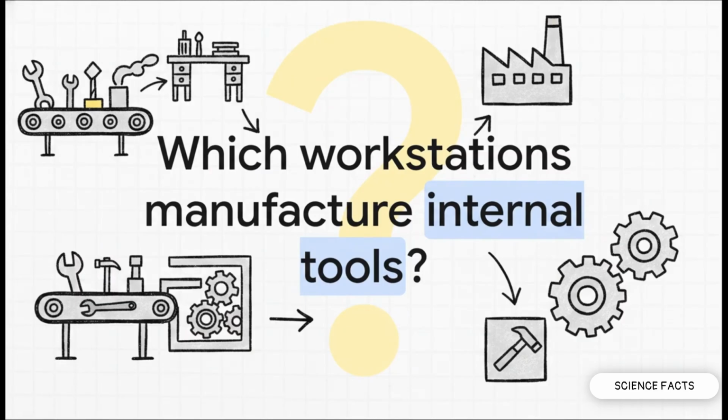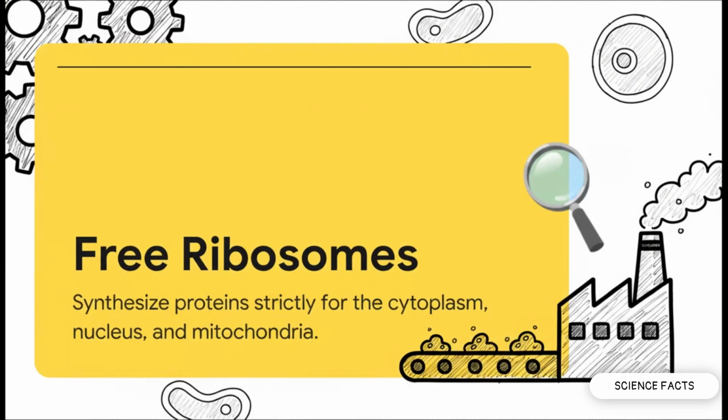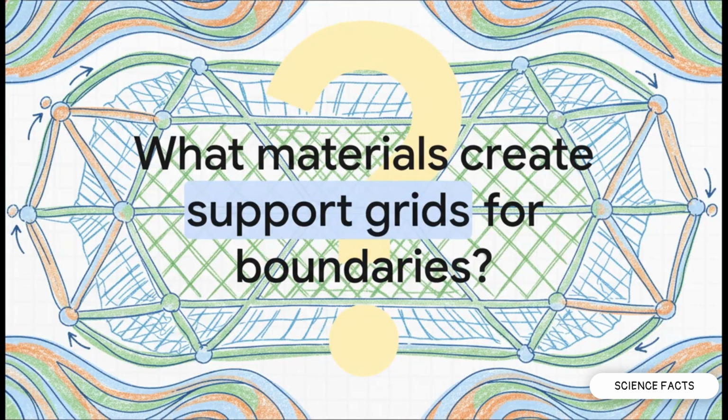All right, rapid fire quiz time. Question 1. Which factory workstations are responsible for manufacturing tools used strictly within the factory floor rather than making parts for export? If you said free ribosomes, you are absolutely correct. These supramolecular particles act as our internal assembly lines, synthesizing the vital proteins needed for the cytoplasm, the nucleus, and the mitochondria.